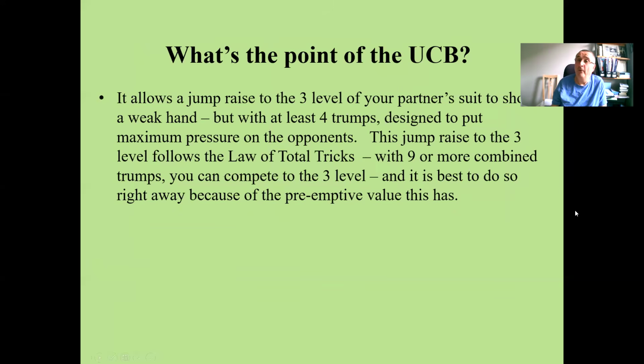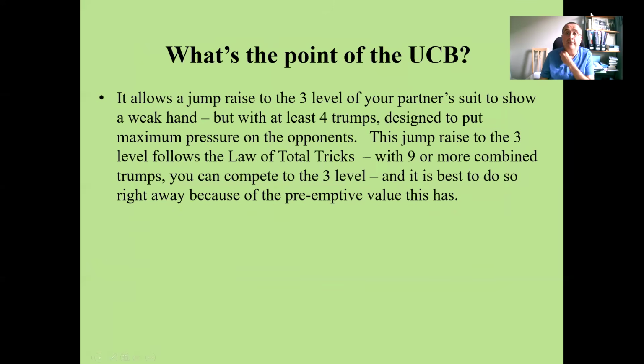So what is the point of the unassuming Q bid? Well, the main advantage of playing it is that it allows a jump raise to the 3 level of your partner's suit to show a relatively weak hand. Well, one with at least 4 trump, designed to put maximum pressure on the opponents. And this jump raise very much follows the law of total tricks, which I think many of you are familiar with.